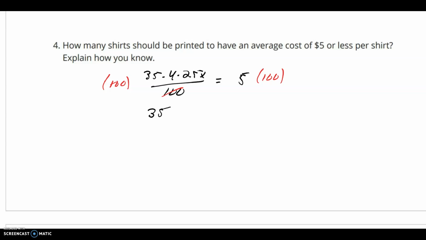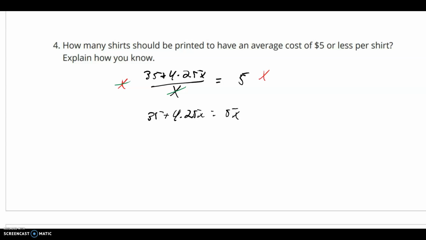In this case, we're going to multiply both sides of this equation by x. Oh, I don't know why I wrote 100 there. This should be an x. There we go, that makes sense. So I'm going to multiply both sides by x, canceling these x's, and I get 35 plus 4.25x is equal to 5x.